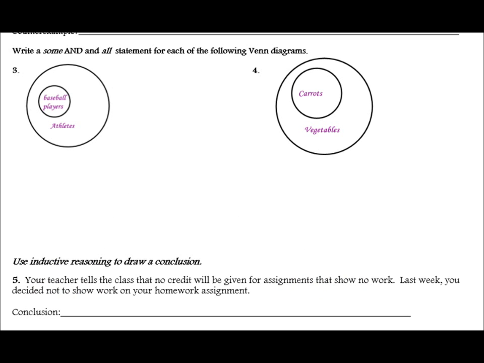Okay, number 4, this is an example of where we can write a some and an all statement for the following Venn diagram. Remember that if you're going from the inside out, we say all, because this circle is all surrounded by this one. If we're going from the outside in, it's a some statement.